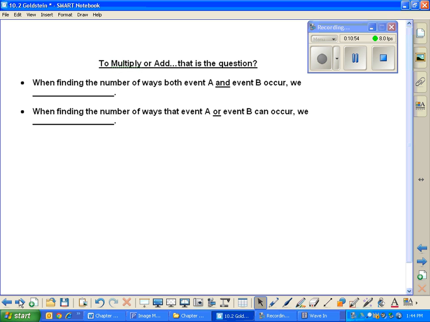So we have to think, when finding the number of ways both event A and event B occur, we blank. And then when finding the number of ways that event A or event B can occur, we have to figure out where multiply and where add go. Does anyone have any ideas? I've had people throughout the day kind of guess, and we've gone with it, either fixed it up if it was wrong, or yeah, Gio, what do you think? Yeah, you're correct. So whenever it says, I want event A and event B to happen, multiply. When you want event A or event B to happen, you need to add those combinations or permutations together.